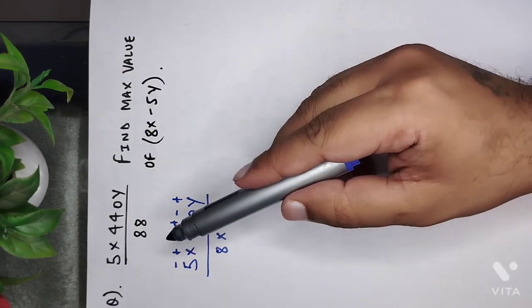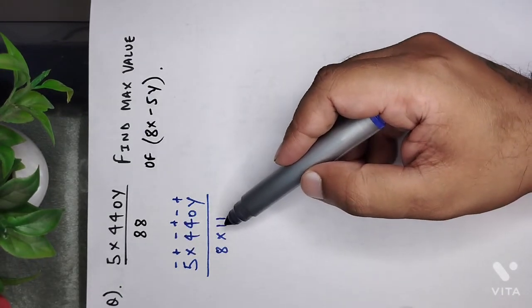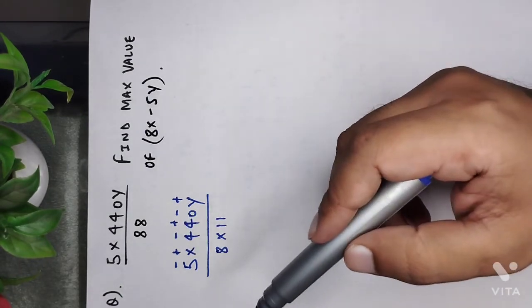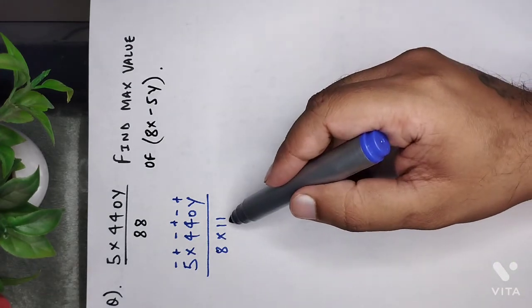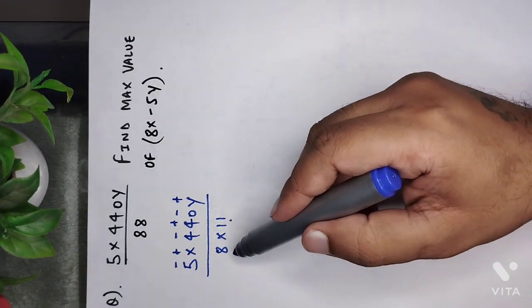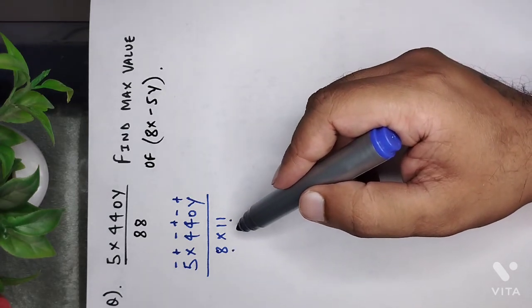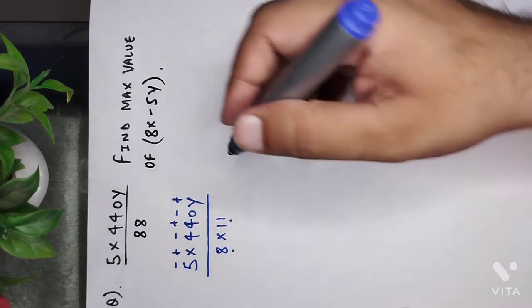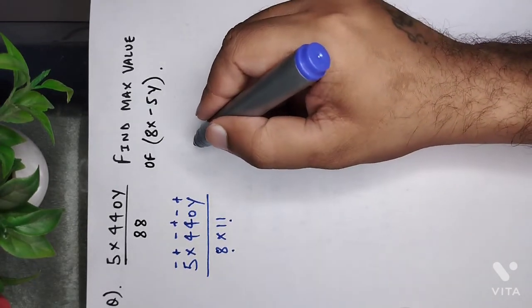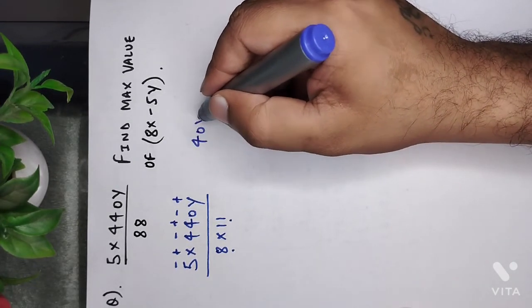Now you can see that 88 means 8 times 11. So we have to check two divisibilities now. That is, we have to check the divisibility of 11, and we also have to check the divisibility of 8. First of all, checking the divisibility of 8, I just have to check the last 3 digits.